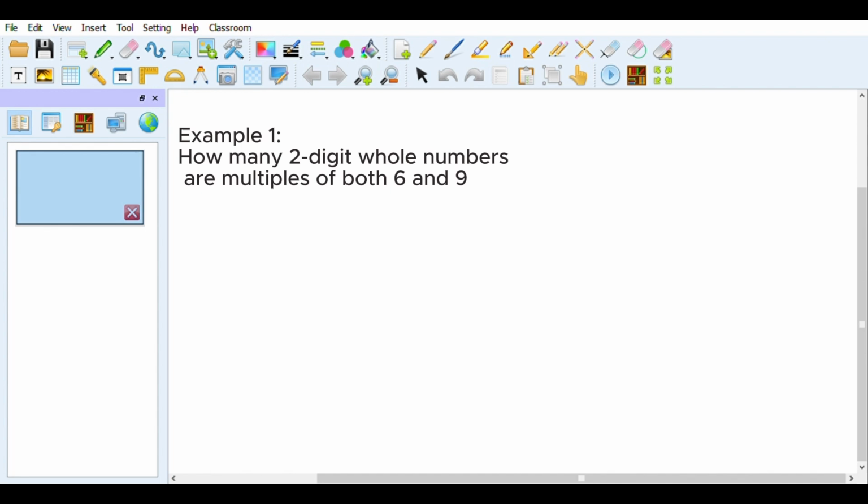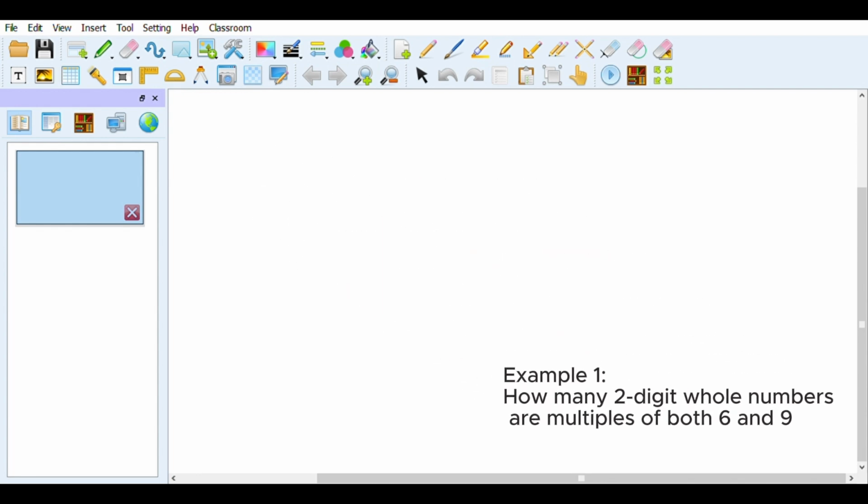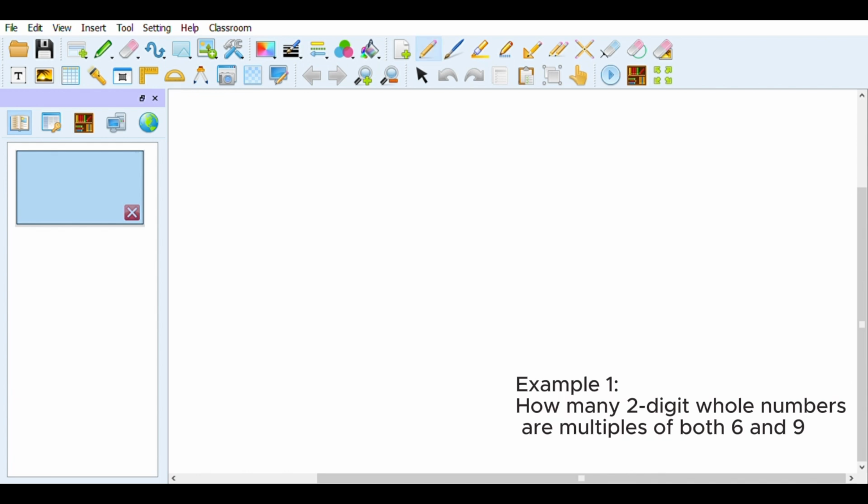Anytime we come across this kind of question, this question is related to LCM. So instead of asking you to find LCM of blah blah blah, they will give you this question to see if you understand actually. So let's solve this question. How many two-digit whole numbers are multiples of both 6 and 9? The first thing is to find LCM of 6 and 9.